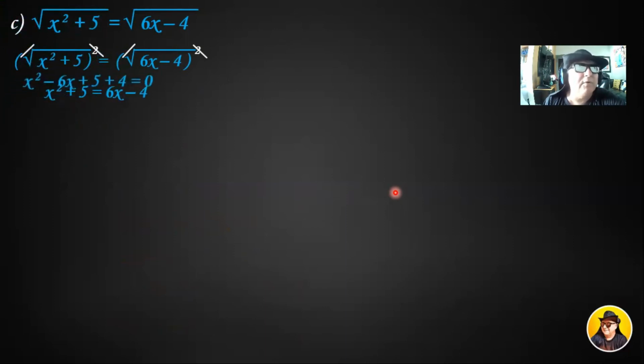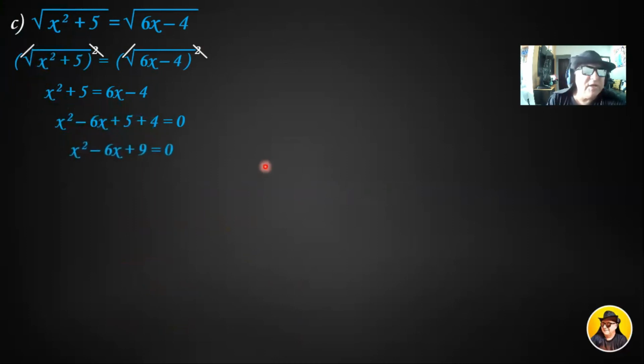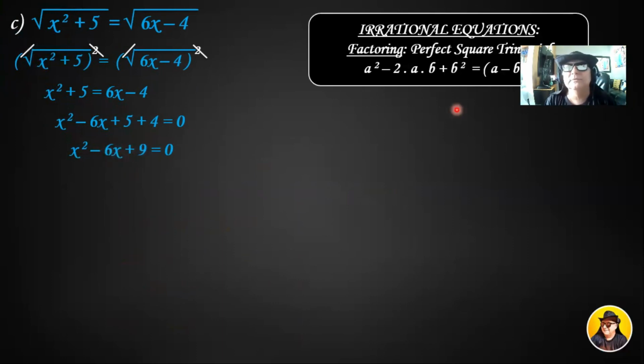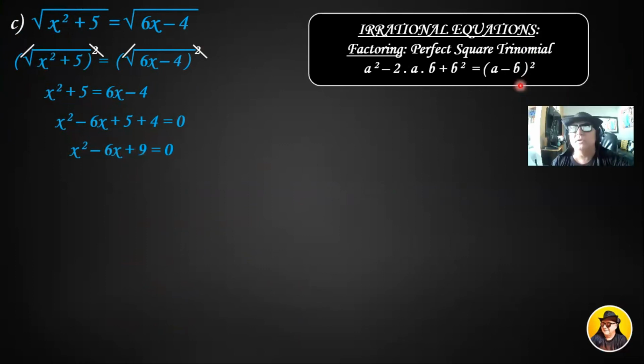Okay, so organizing our quadratic equation, we have x² - 6x + 5 + 4 equals 0. Well, 5 + 4 is plus 9. So if you pay attention, we have here a quadratic equation, but it is also a perfect square trinomial, okay? And we can do it by factoring, okay? So factoring this, we have the square root of x² is x, and the square root of 9 is 3. So we can factor it this way.